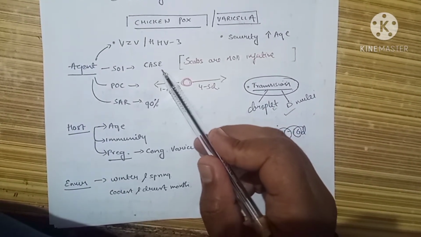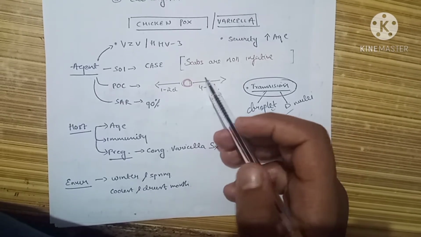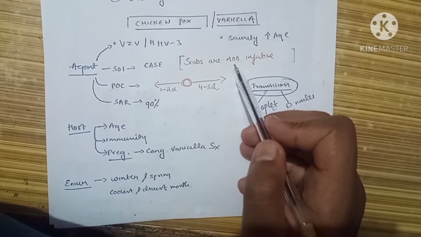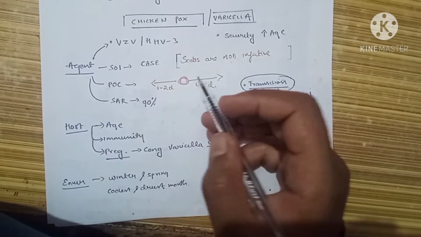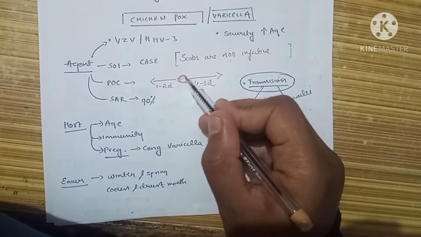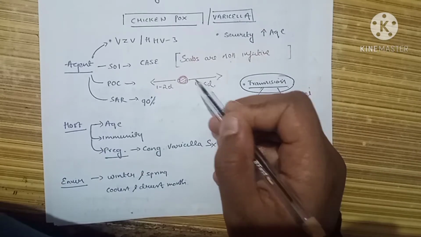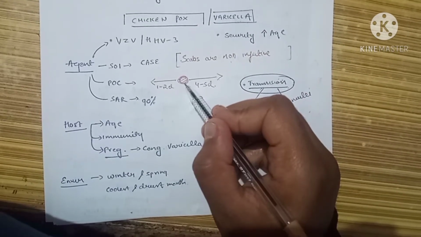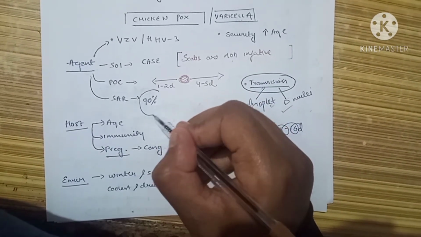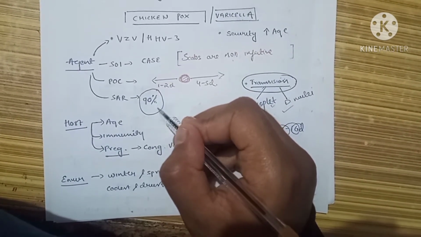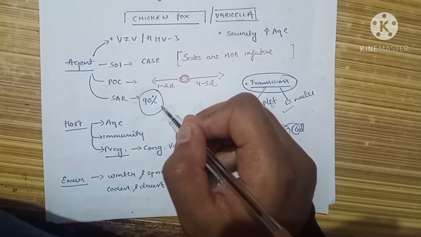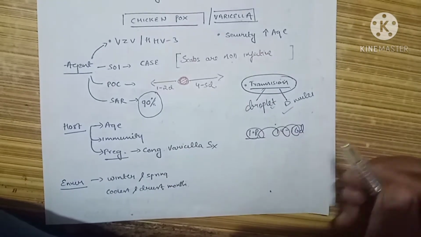One more thing that we need to know is that when the case develops the scabs, okay, the stage is non-infective. The period of communicability is 1 to 2 days before the origin of rash and 4 to 5 days after the rash has developed. So this is the period of communicability. We need to remember that the secondary attack rate is very high, that is 90%, and this is why isolation becomes very important in the case of chickenpox.